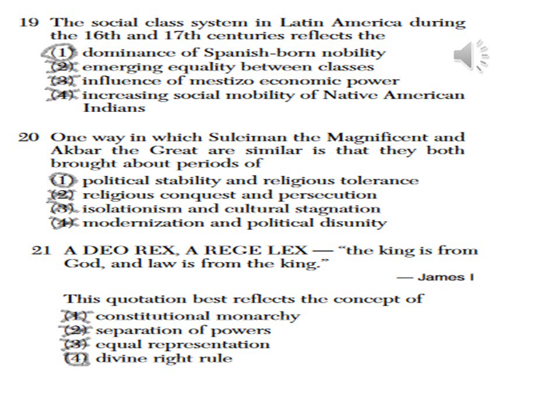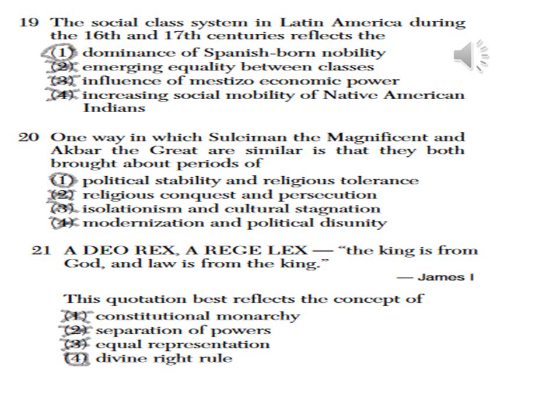All right, so question number 20. So, one way in which Suleiman the Magnificent and Akbar the Great are similar is that they both brought about periods of, is it 1, political stability and religious tolerance? Is it 2, religious conquest and persecution? Now what I see, answer number 2, I'm thinking crusades right away. So, no. Answer number 3, is it isolationism and cultural stagnation?